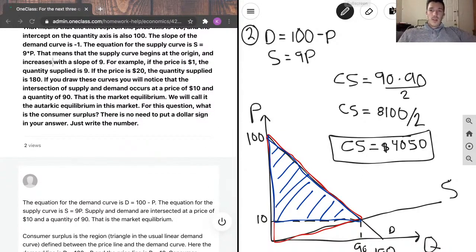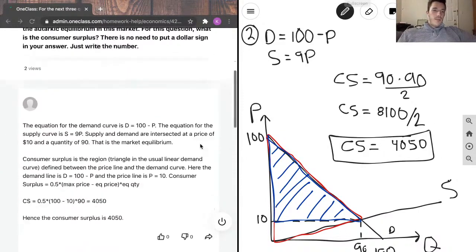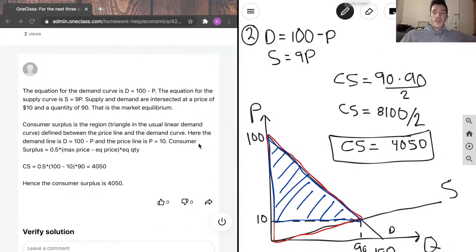There's no need to put a dollar sign in your answer, just write the number. So our junior tutor said the equation for the demand curve is D equals 100 minus P. That's correct. The equation for the supply curve is S equals 9P. Supply and demand intersect at a price of $10 and a quantity of 90, and that's the market equilibrium. Correct. Consumer surplus is the triangle in the usual linear demand curve, defined between the price line and the demand curve.